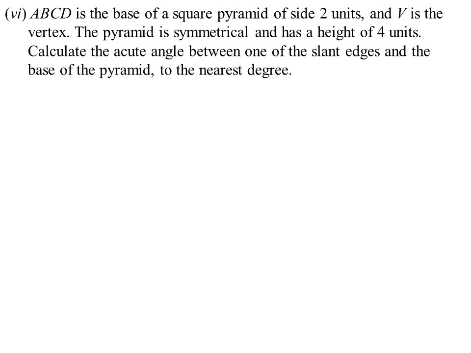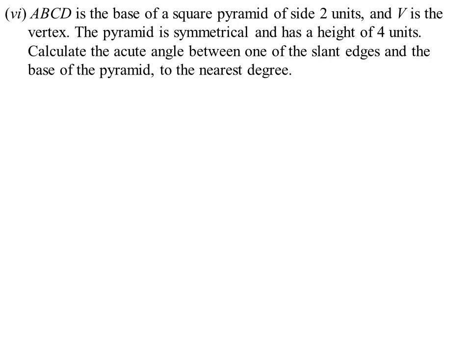ABCD is the base of a square pyramid. The pyramid's got sides 2 units. That's the base, that is. V is the vertex. It's symmetrical. Height's 4 units. We want to find the angle between one of the slant edges and the base of the pyramid. Now, we did these sort of questions last year using 3-dimensional trig ideas, okay? Which is a fair enough way of solving this problem.